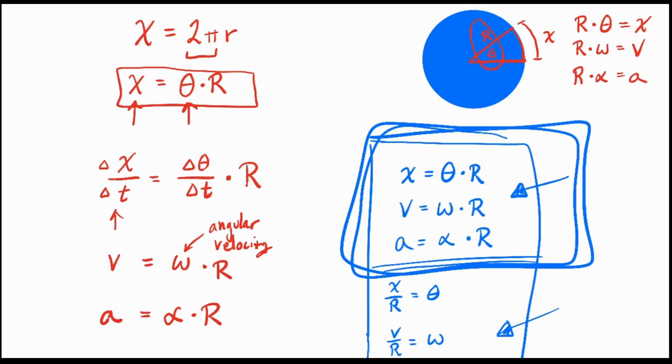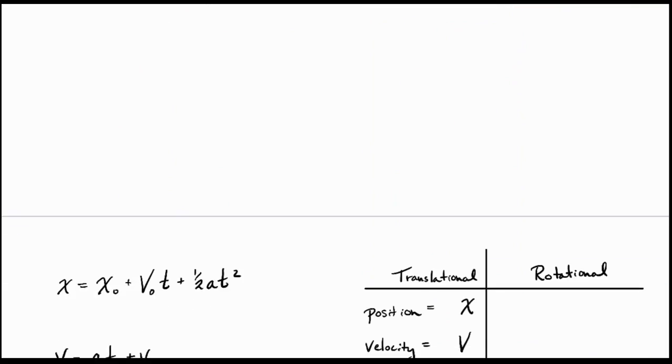All right, so that's how you convert back and forth. When you have something in angular and you need it in linear or translational, or if you need to go the other way around, you can just use these conversions. But if you're just trying to figure out how far something has gone, then you're going to want kinematic equations.